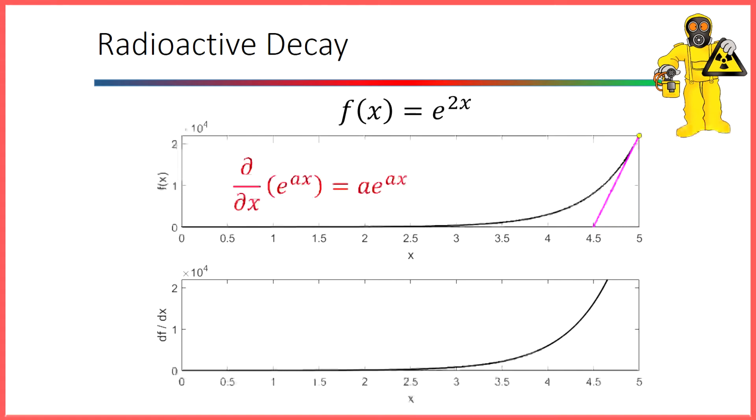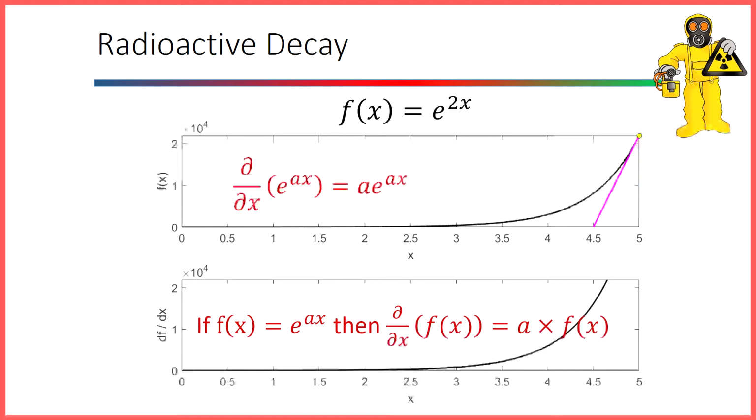The derivative of e raised to some constant times x is equal to the constant times e raised to the power of that constant times x. Another way that we could say that same thing is to say that if f of x is equal to e to the ax, then the derivative of f of x is equal to a times f of x. All right, so now we can apply this to our radioactive decay equation.